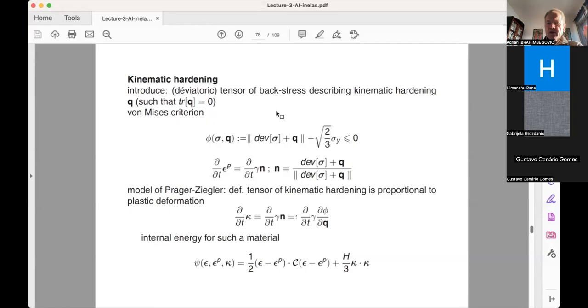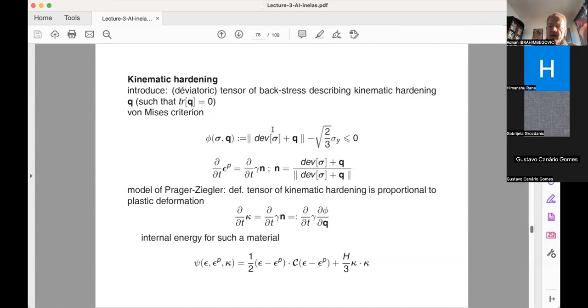So what is really needed? Well, in this particular case, I don't use any isotropic hardening. I stick with the kinematic hardening only. My yield condition is written as the deviatoric part of sigma plus Q, where Q is the so-called back stress. Back stress, to be in agreement with the deviatoric part of sigma, should be a deviatoric stress. So the trace of Q is equal to 0. And I don't take any isotropic hardening, so I compare this against the square root of two-thirds sigma y.